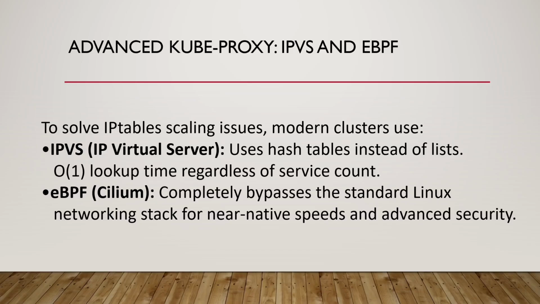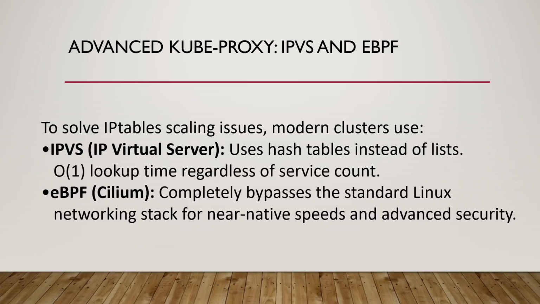Now there are some more advanced concepts of kube-proxy that use IPVS and eBPF to solve the iptables scaling issue. That way, if you have 5,000 plus services and thousands of pods, then it will create a performance bottleneck. So for resolving that we use IPVS.